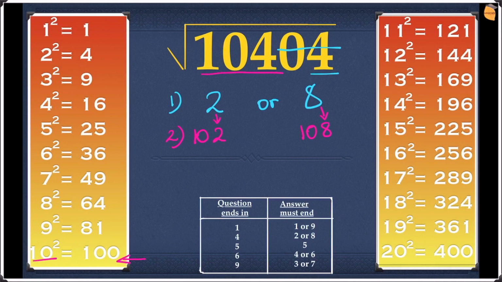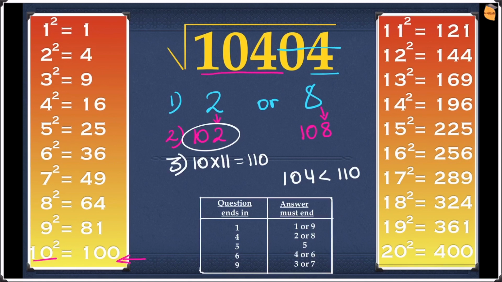To determine this, we have to go to the final step. The third step, we are going to multiply 10 by its next highest number, so we have to do 10 times 11, which is going to be 110. Okay, compare this 110 with this 104. So is 104 greater or less than 110? As we all know, it's less than. So we have to choose a smaller number out of these two. The smaller number is obviously 102. Okay, so the answer is 102 and not 108. So well done, guys, for getting this one right.